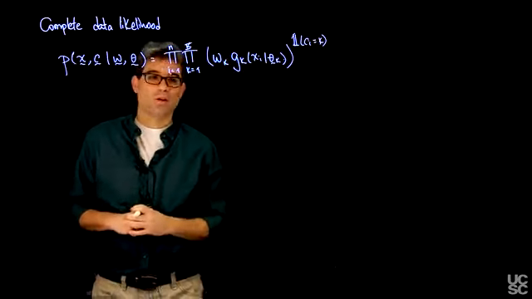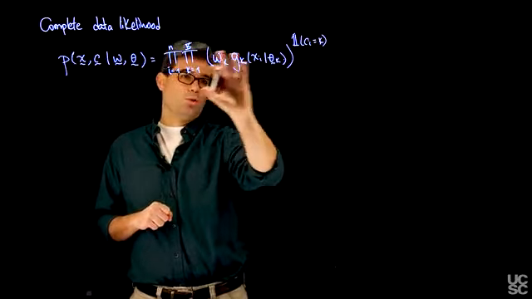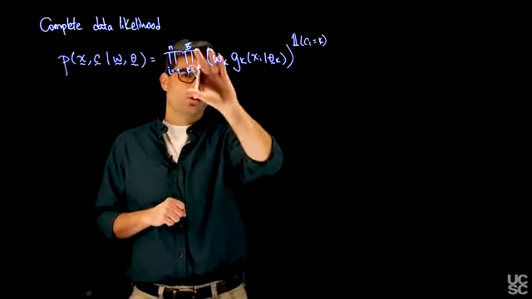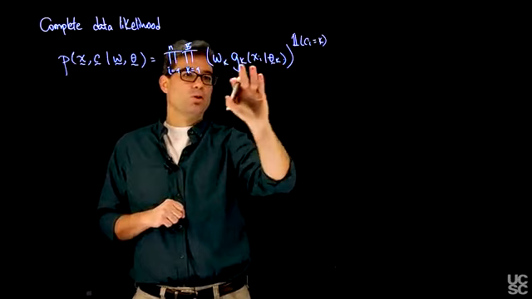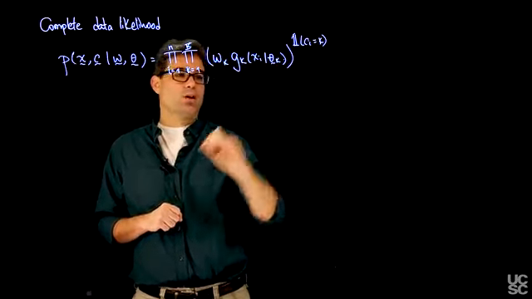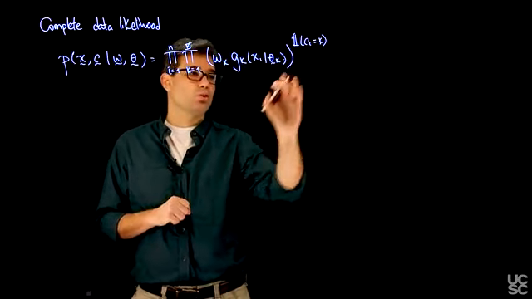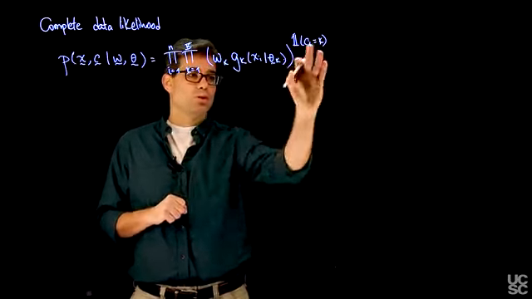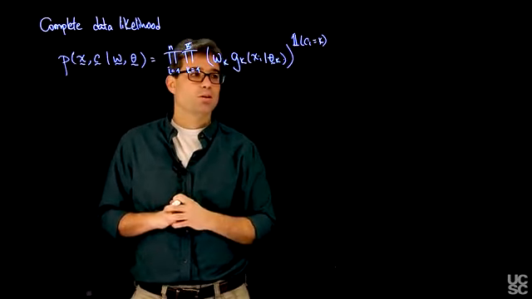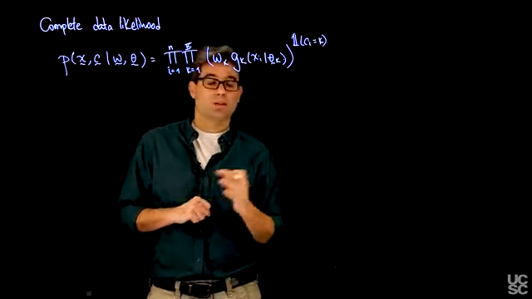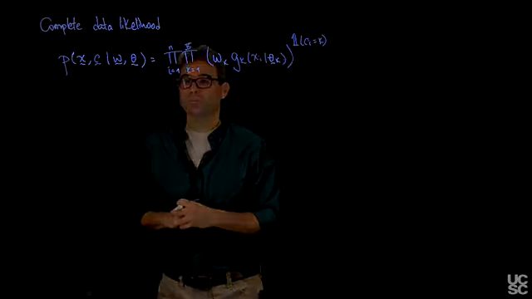In other words, rather than write the complete sum that we had before, we replace that sum by a product where each one of the terms is now raised to this indicator function that just depends on whether the observation was generated by the k component in the mixture.